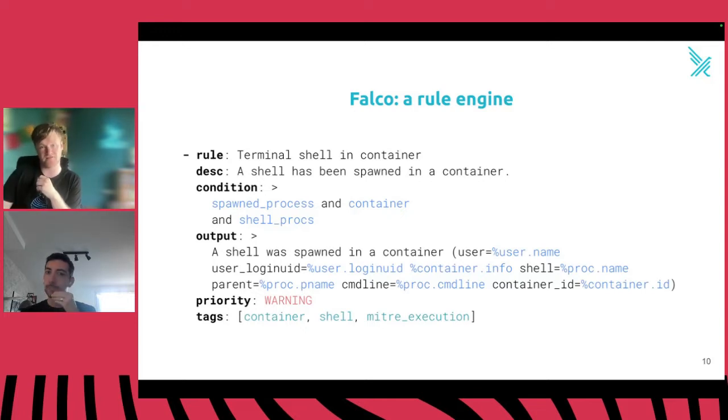So we can say, for instance, a shell was spawned in a container. That's just the string. In the brackets, within those parentheses, we're defining the fields that we've extracted from the system call. We can extract, for instance, the user: was it root or other? What was the login user ID? I could look at things like the shell process name, parent-child process relationships, the explicit command that was executed, container ID, and so on.